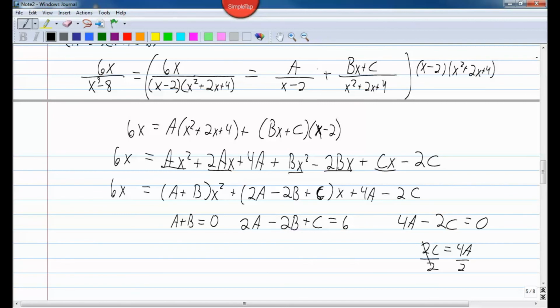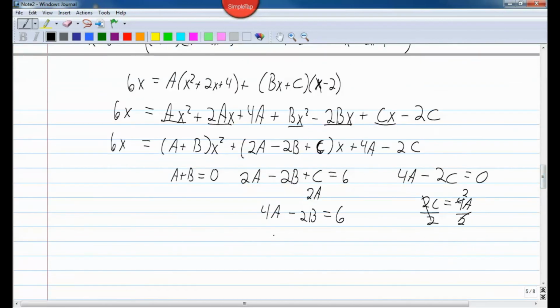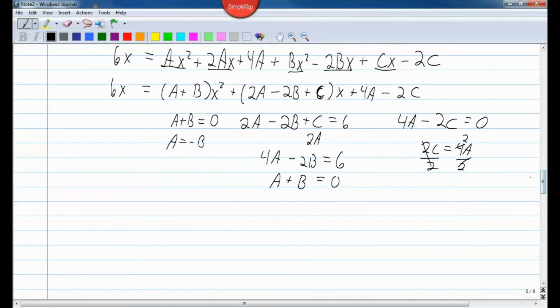So what is c equal to? C is equal to 2a, right? So where you have a c, put a 2a. So 2a plus 2a, that's 4a minus 2b equals 6. And a plus b equals 0. So if that's the case, either use elimination or substitution. On this one, if you just say a equals negative b, then right here, where you have an a, you can plug in a negative b. So that's 4 times negative b minus 2b equals 6, or negative 4b minus 2b equals 6, negative 6b equals 6.